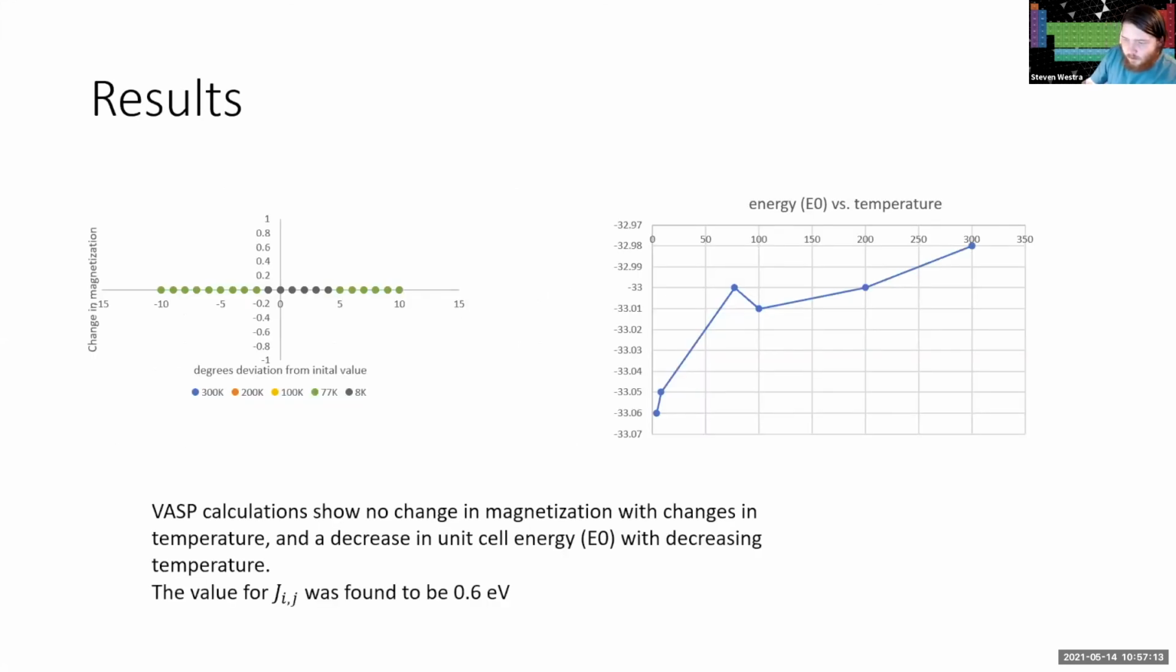Results. So the VASP calculations showed no change in magnetization with change in temperature, and an overall decrease in unit energy with decreasing temperature. The bump that you will see on the graph on the right here is the calculation for liquid nitrogen. And from this, we found that the value we were getting for J was 0.6 electron volts, which I will discuss further later.